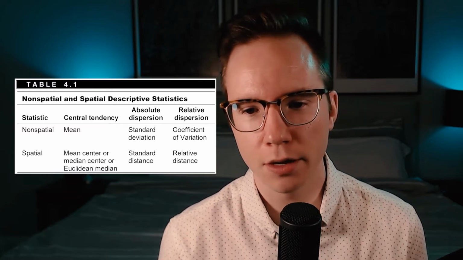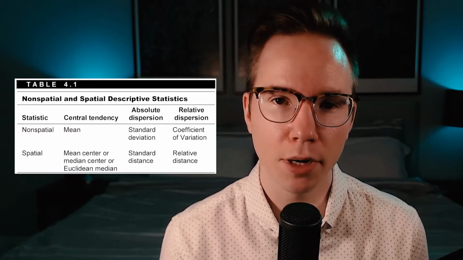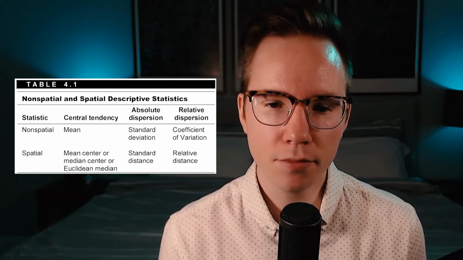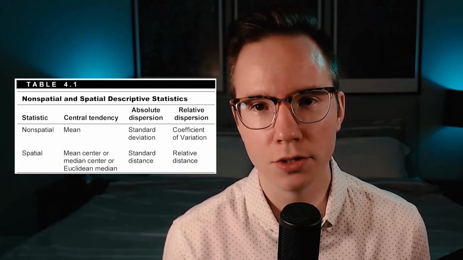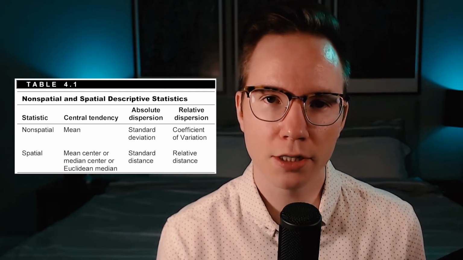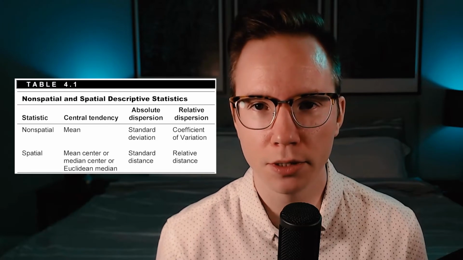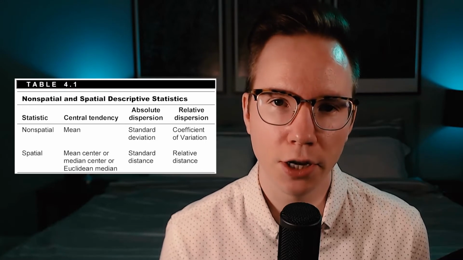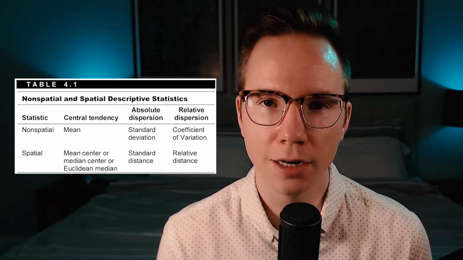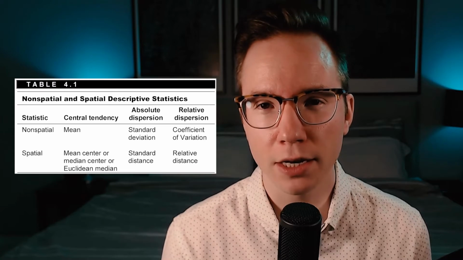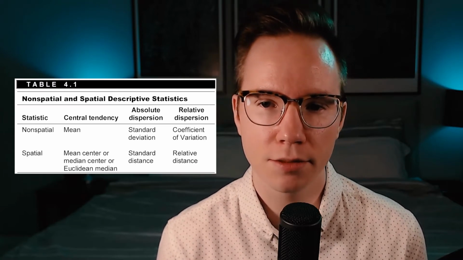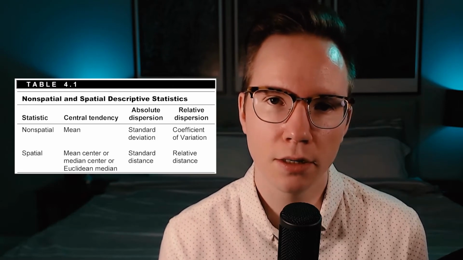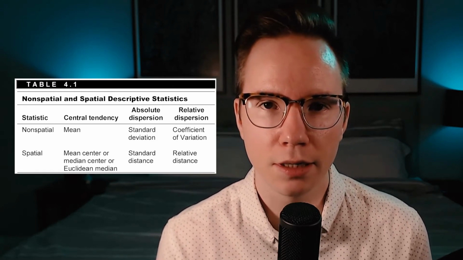counterparts. So for example, with non-spatial data, we might use mean to show the middle of data, whereas with spatial data, we might use the mean center, which just accounts for the X and Y component. In terms of absolute dispersion, we would typically use standard deviation in a non-spatial data set, but with a spatial data set, we can use standard distance. And there are other measures that are similar to non-spatial data, and I will go through it in the slides.